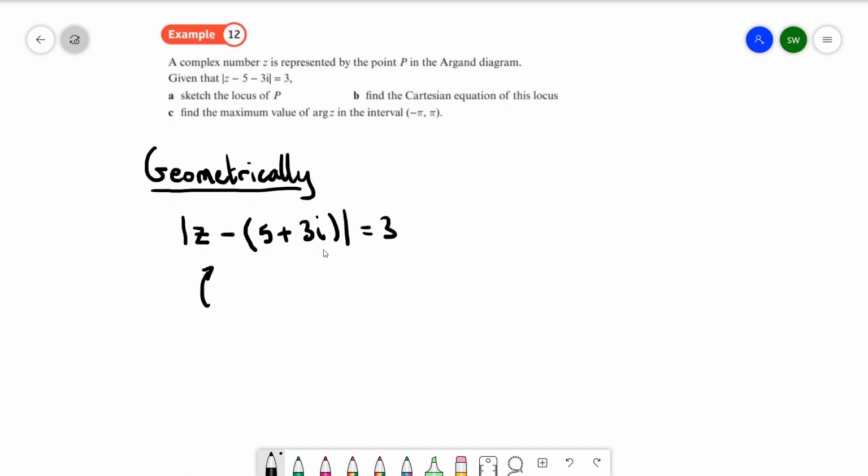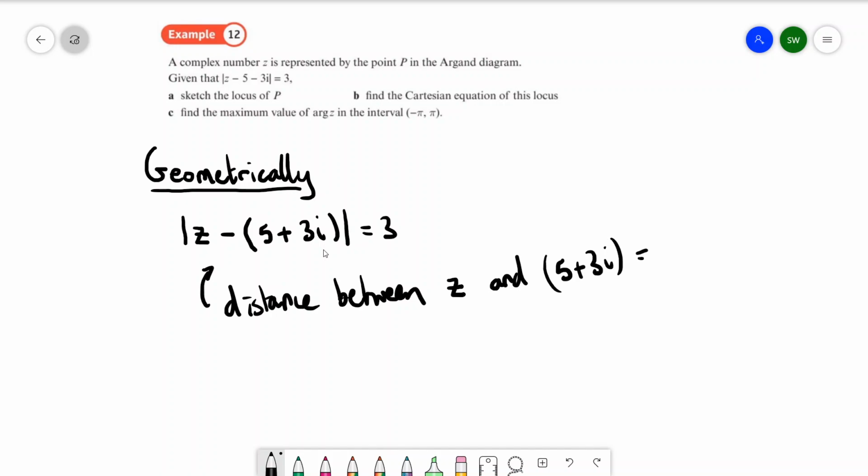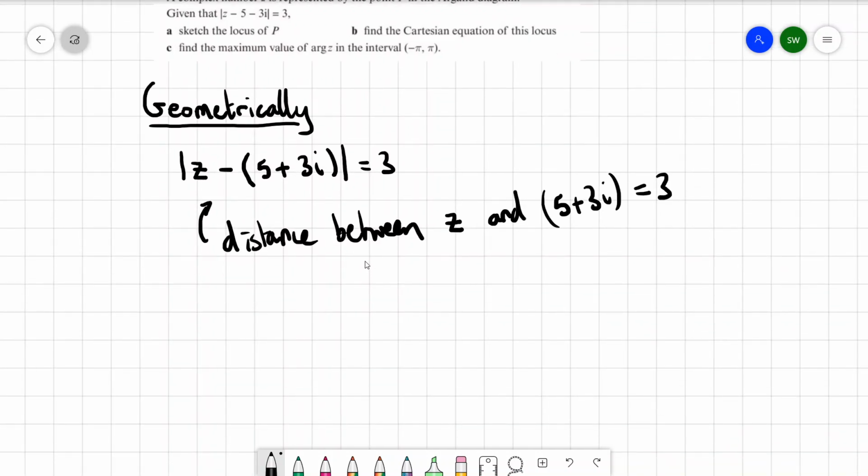So we can think about this geometrically as the distance between the complex number z and 5 plus 3i is equal to 3. And remember, that's because if we do z minus this point here, it's the vector that takes us from 5 plus 3i to z, and we want the length of that vector to be 3.